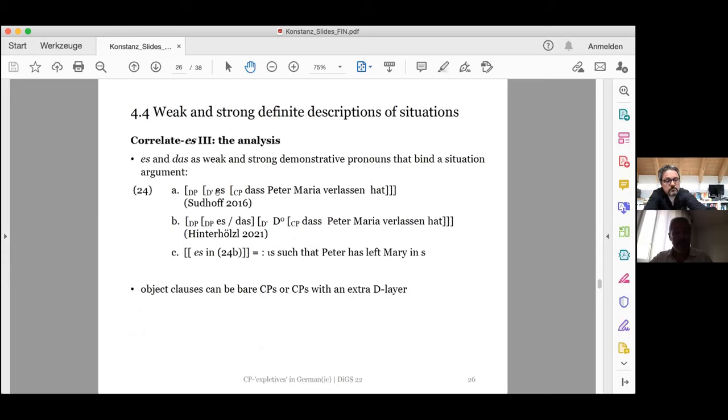But since es and dies can occur alone, we assume that es and dies are demonstrative pronouns that bind a situation argument, but that have not fully grammaticalized. What we see in the nominal domain was already there in the demonstrative. So this weak and strong reading is not the result of grammaticalization; it's only that the definite determiner in the nominal domain cannot be used intransitively as a demonstrative pronoun. And here, as I said, we can generalize this also to subject clauses, but only the conditions are different. Basically, it's an approach of economy, as I will show in a minute.